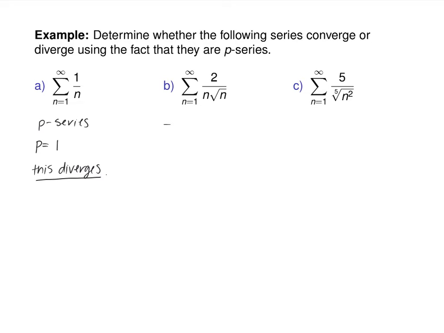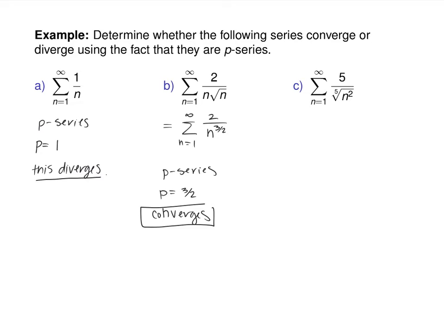Okay, this one, what power is n times root n really? 3 halves. Does the 2 in the numerator really matter at all? No, not at all. So it's a p-series. p is equal to 3 halves. This converges. Why do you think they use the letter p? Power. Yeah, some logic there.